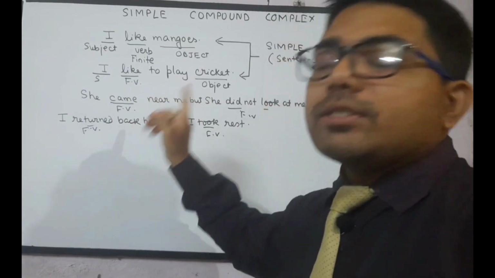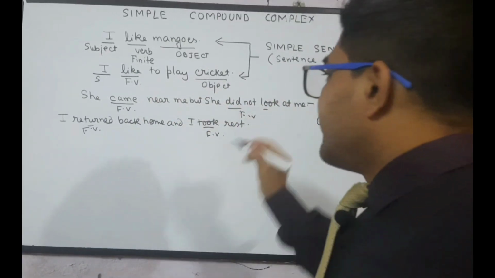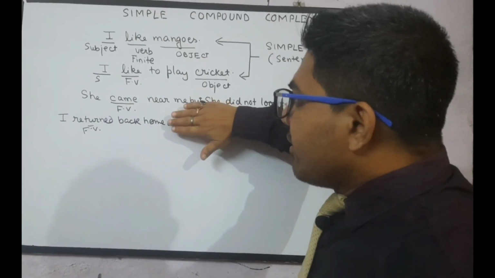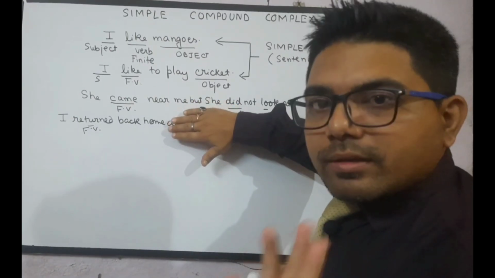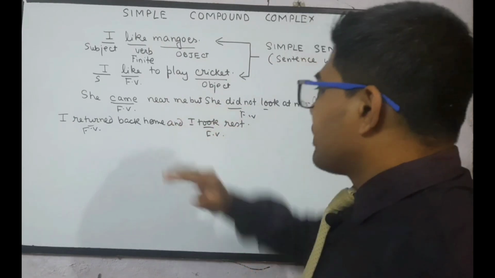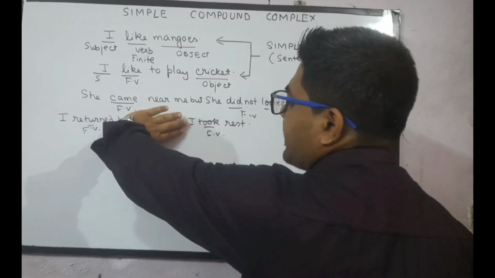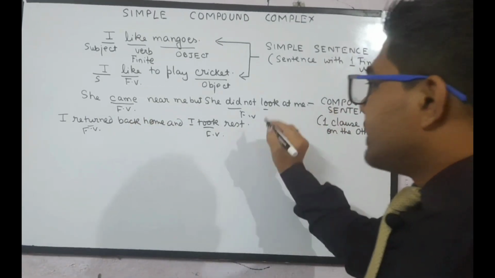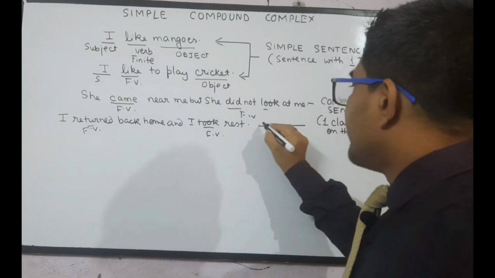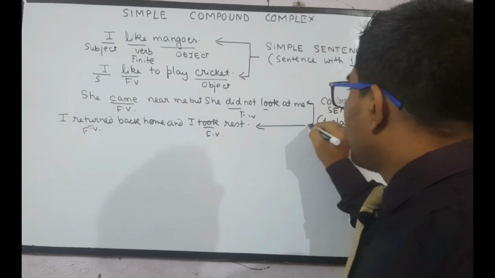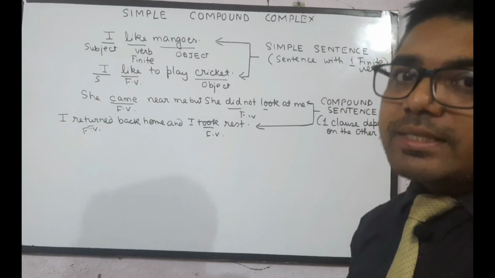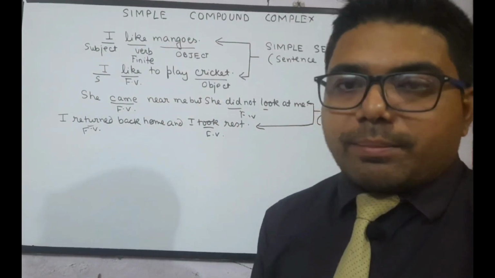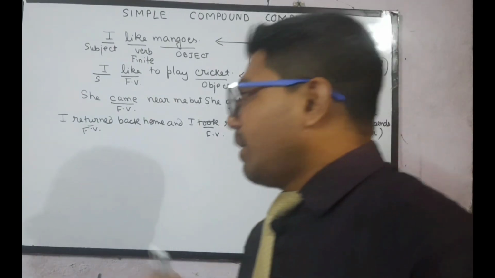So here one clause does not depend on the other. That's why, okay, let's understand in another way. I returned back home. Can you get a meaning? Okay. I took rest. Can you get a meaning, proper meaning? Okay. So this is again compound sentence. Compound sentence means sentence where there are two clauses but one clause does not depend on the other. Okay.